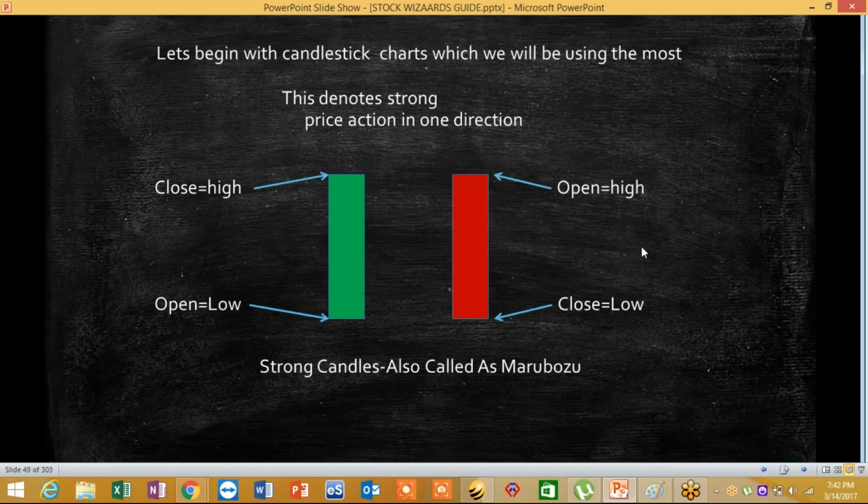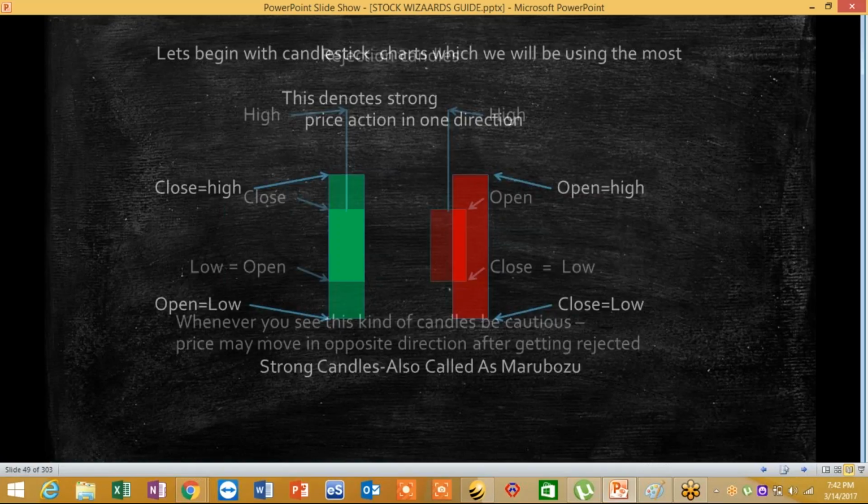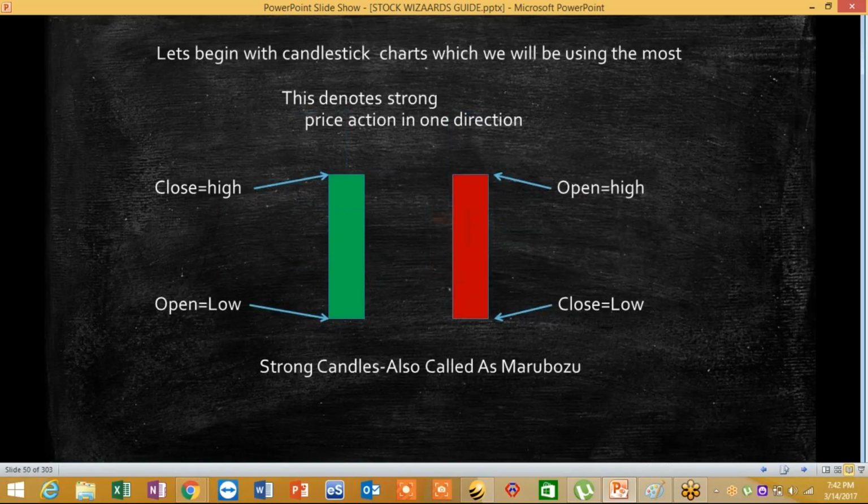So this is a very strong candle called Marubozu. We have a different theory on this type of candle, and we use it differently, which we will be teaching you again. Okay. One second.